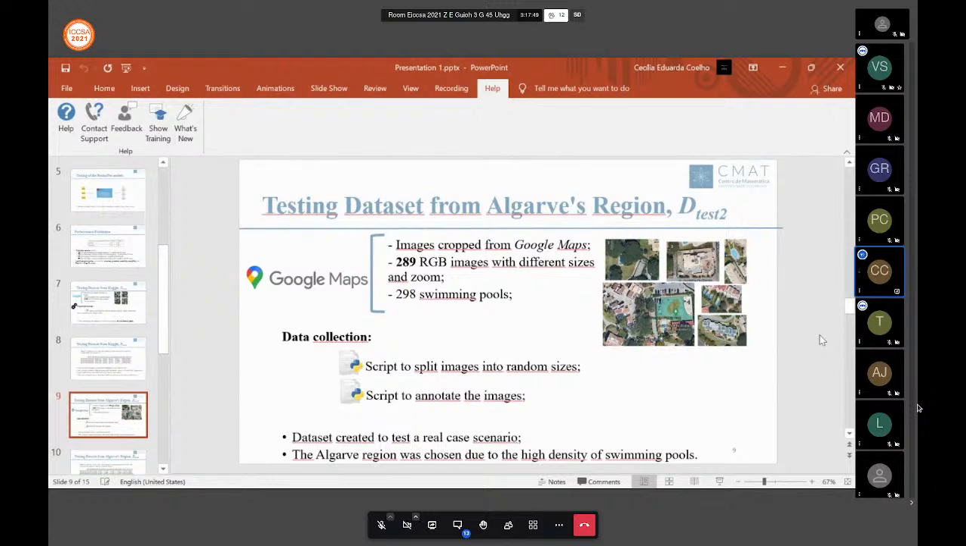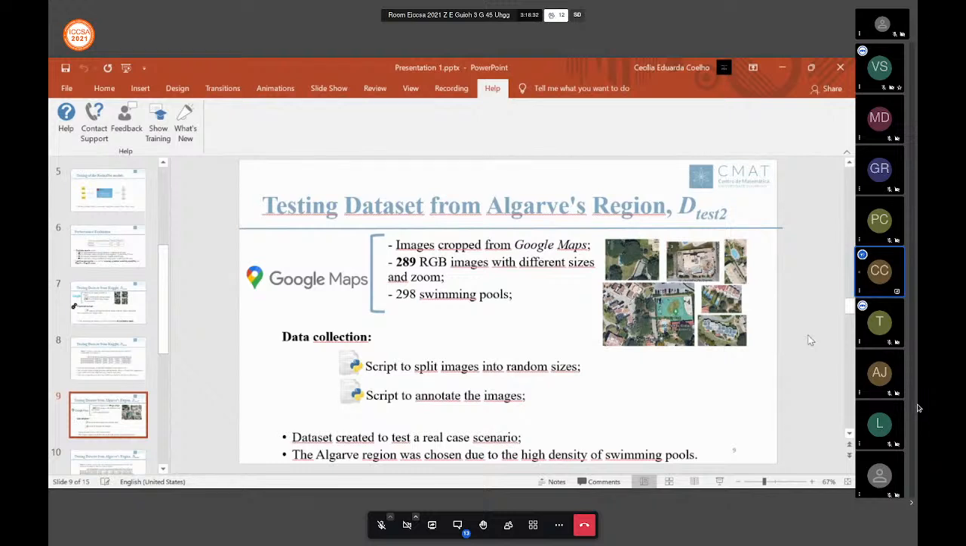So we cropped images from Google Maps from the Algarve region in Portugal, because this region has a very high density of pools. We have 289 images with different sizes, zoom percentages, and quality. And in total, it has 298 swimming pools. To collect the data, we developed one Python script to split one big image into smaller ones with random sizes. And again, we used the Python script I talked about earlier to annotate the images.